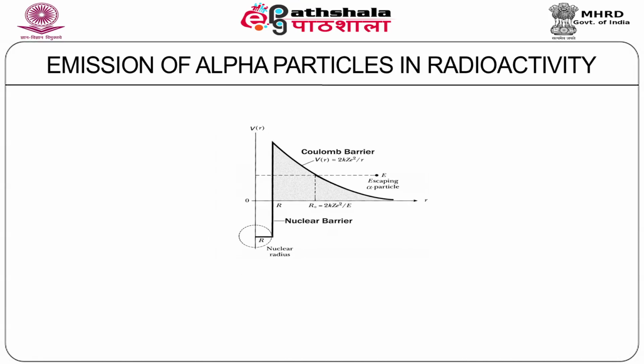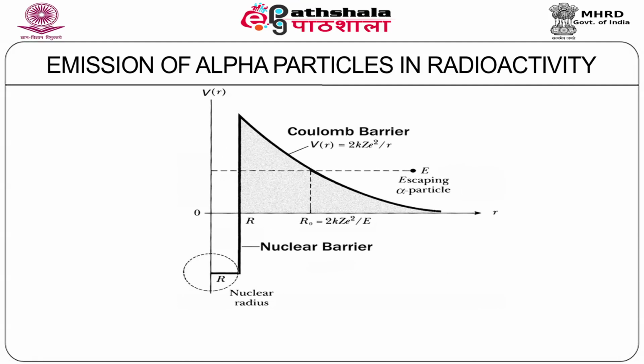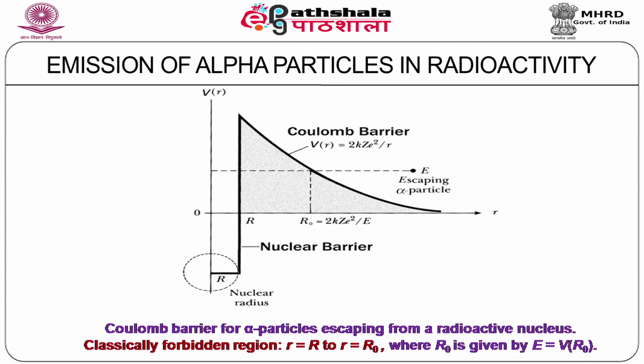When it attains a certain energy level E inside the nucleus and prepares to escape, it faces a Coulomb barrier. It has to tunnel through the Coulomb barrier, and there is a tunneling probability which will decide the rate of emission of alpha particles from a radioactive nucleus. So the classically forbidden region is from R to R0, which is shown in the figure, where R0 is given by E equal to V(R0).